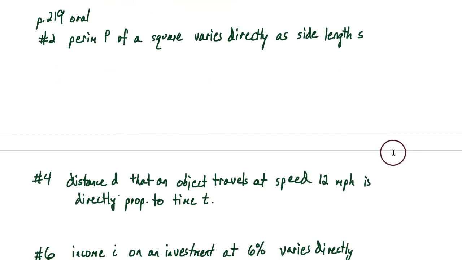Next, page 219, oral. The perimeter P of a square varies directly as side length S. We're asked to write an equation for that. P equals some number m times side length S. And in the directions, we're told that the value of m is either given in the problem or it's known to us based on the context. In this problem, we know the value of m is 4. The perimeter of a square is equal to 4 times the side length.